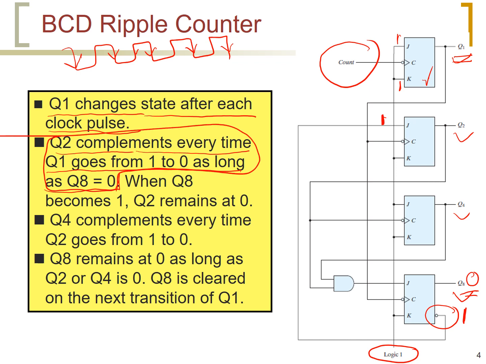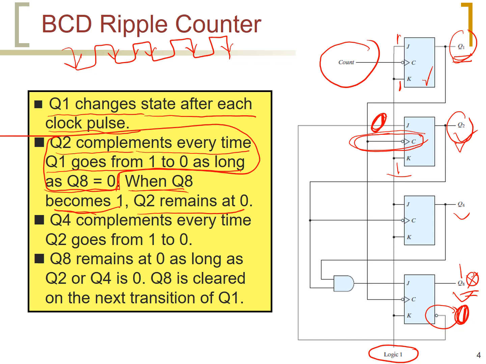And K is 1, which means Q2 will complement when Q1 changes from 1 to 0. So Q1 is the clock of the Q2 here. However, when Q8 becomes 1, this will be 0, and this flip-flop will have J equal to 0 and K equal to 1, which means when Q8 becomes 1, Q2 remains at 0, which means this will be reset at this change here. So when K is 1 and J is 0, it is reset.